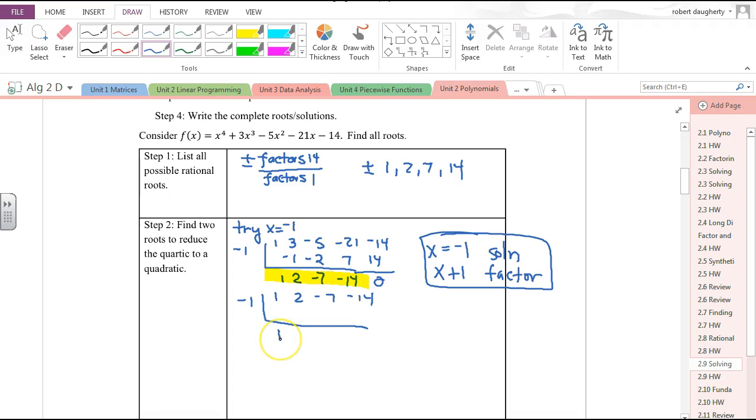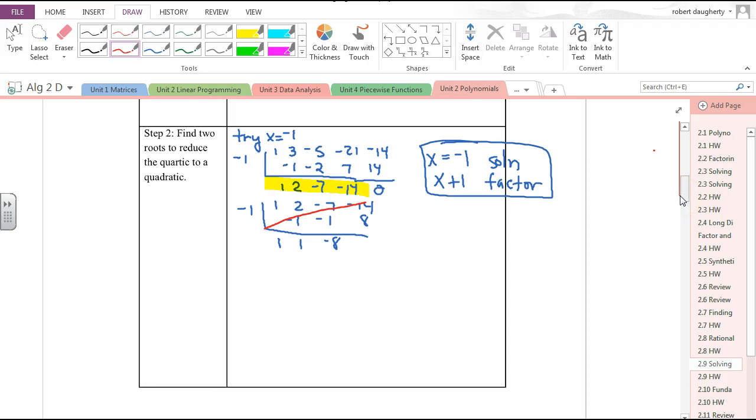So if I bring the 1 down, I get negative 1 and 1. Multiply here, I get negative 1, negative 8. Multiply here, I get 8. I don't even have to do the arithmetic to know that doesn't work. So negative 1 doesn't occur twice. It only worked once. So I've already used 1 and negative 1. Where am I going to go next? I'm going to try 2 and negative 2.